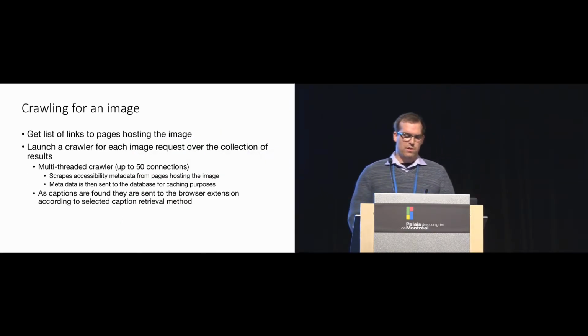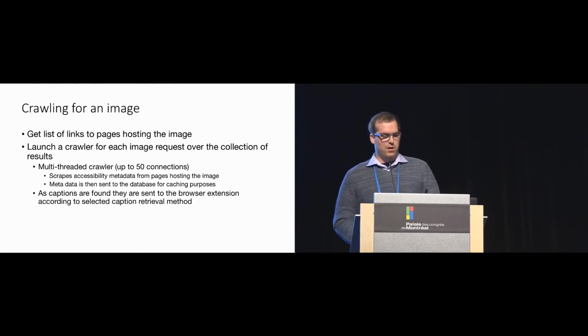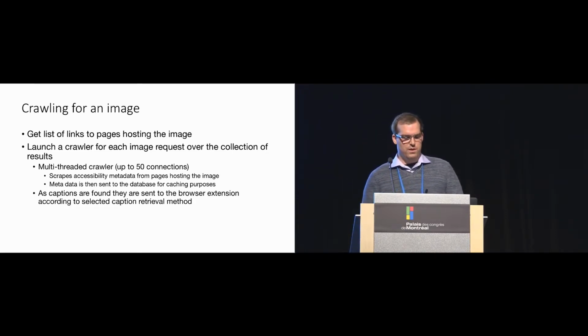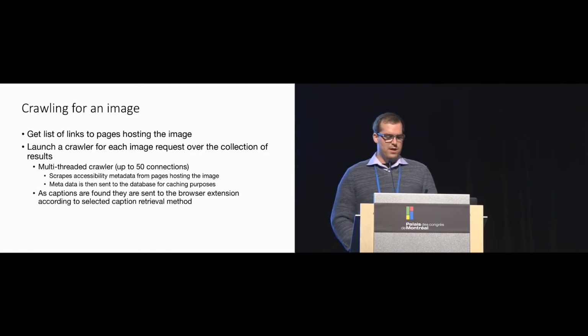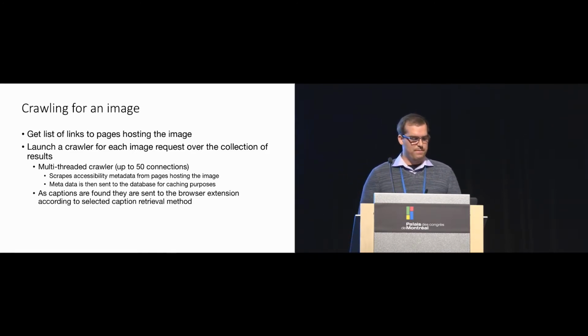When the system starts crawling for an image, it first gets a list of URLs to pages hosting that same image using the reverse image search API. The system then launches a multi-threaded crawler for each image request over the collection of results. This crawler then scrapes accessibility metadata from pages hosting the image, which is then sent to the database to cache the information for subsequent users. As captions are found, they are sent to the browser according to the selected retrieval method.